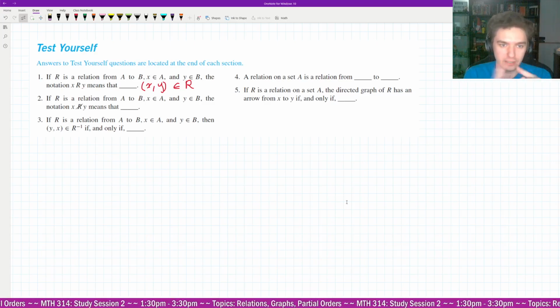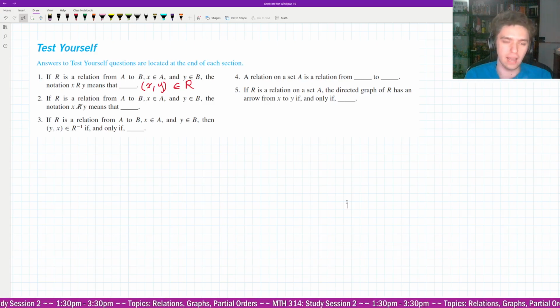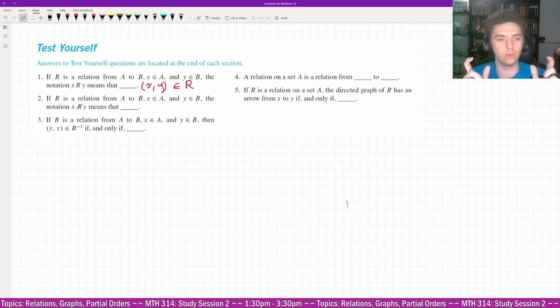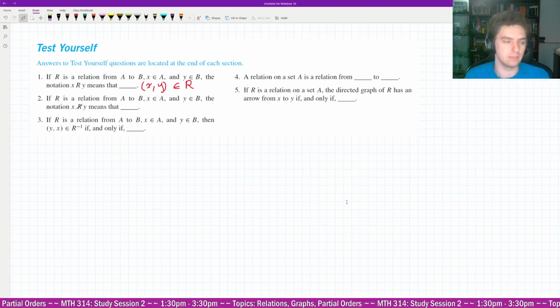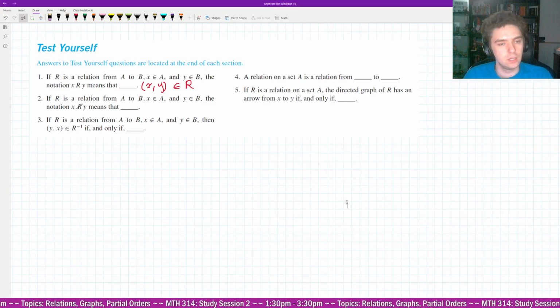Order matters, because X R Y doesn't necessarily mean Y R X. So you have a bunch of ordered pairs, and you're essentially pairing one element from A and then one element from B, and they don't have to necessarily be the same set. A lot of the time we think about a relation on A, meaning from A to A, but it doesn't have to be that. There's no reason for it to be that. That's just a special case. Everybody stop me if you have any questions, obviously, at any point.